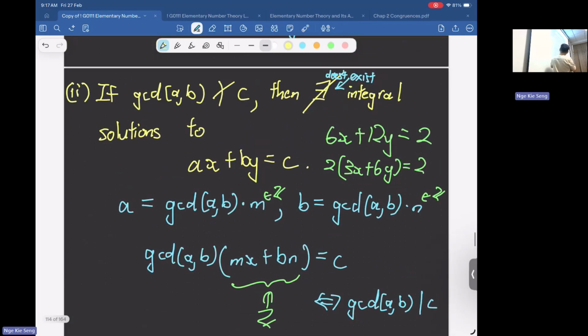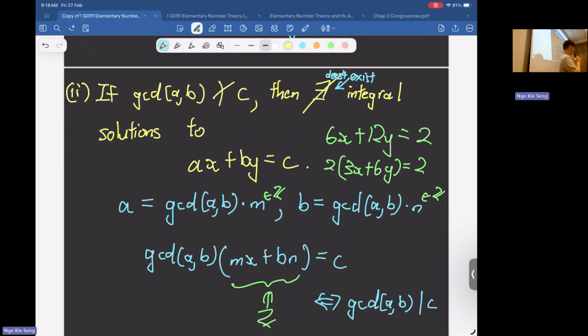Because if you have a solution like this, you can pull your common divisors out. Then that means that common divisor will divide C. And so if you can make your GCD of A and B divide C, meaning all the common divisors will also divide C. So you settle everything.